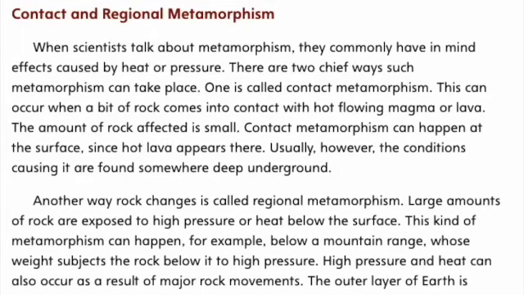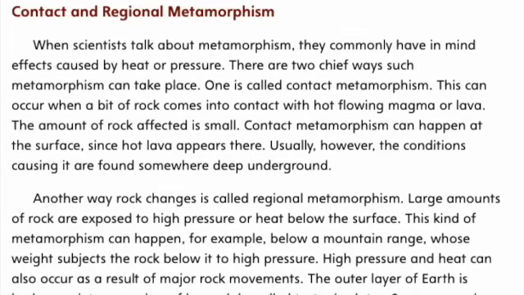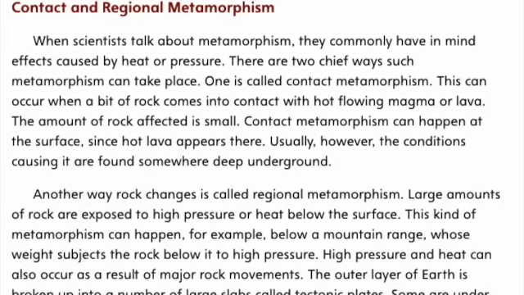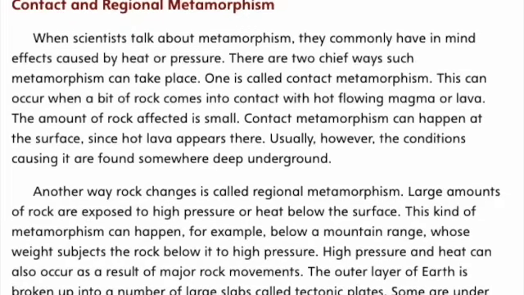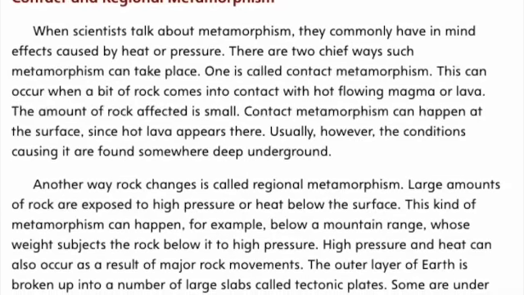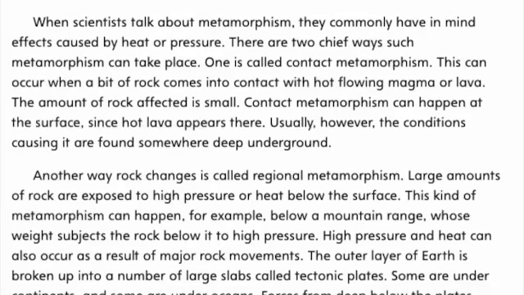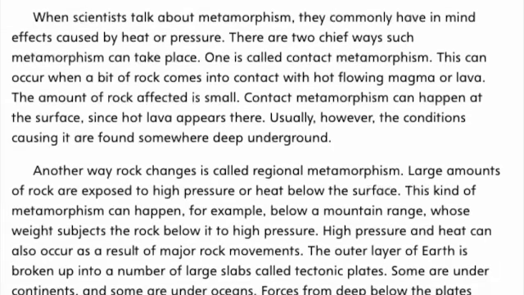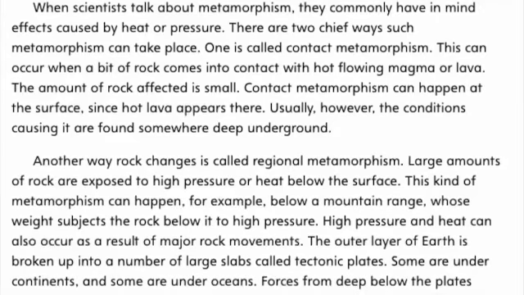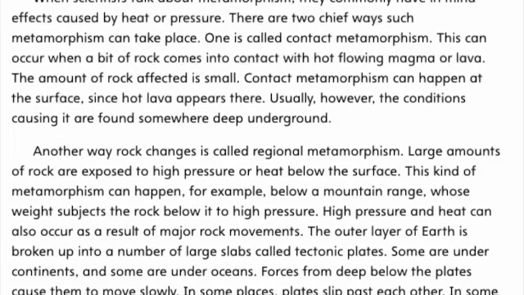Contact and regional metamorphism. When scientists talk about metamorphism, they commonly have in mind effects caused by heat or pressure. There are two chief ways such metamorphism can take place. One is called contact metamorphism. This can occur when a bit of rock comes into contact with hot flowing magma or lava. The amount of rock affected is small. Contact metamorphism can happen at the surface, since hot lava appears there. Usually, however, the conditions causing it are found somewhere deep underground.